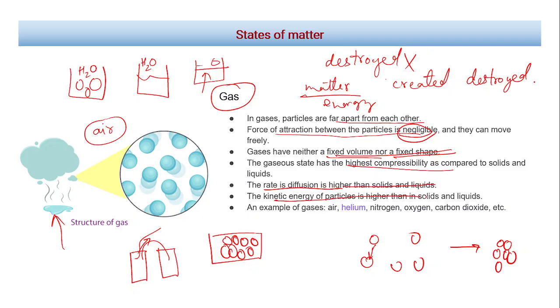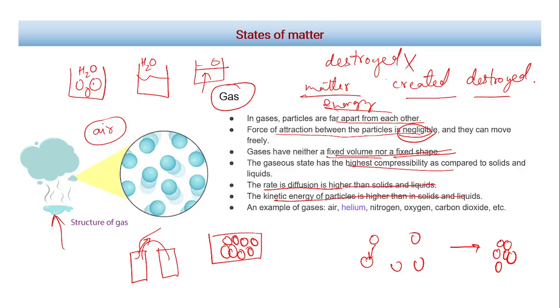The kinetic energy of particles is higher. When I was heating this ice, which melted into liquid and then evaporated, where did all that energy I was supplying go? As I said, energy can neither be created nor destroyed. So whatever energy I was giving, it was going into breaking the bonds between these particles. But after breaking, where does it go? It changes into the kinetic energy of the particles.